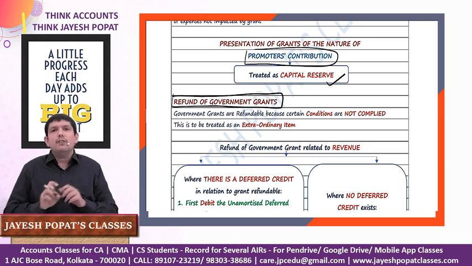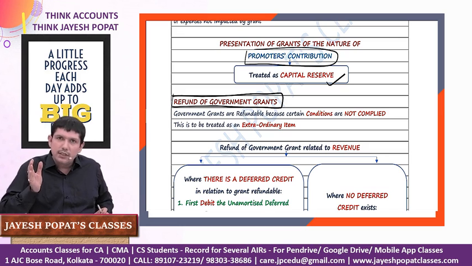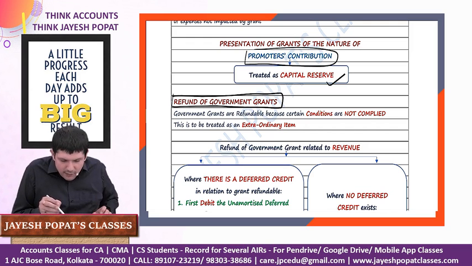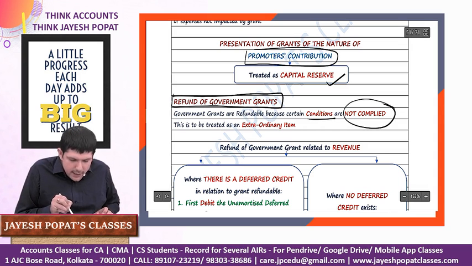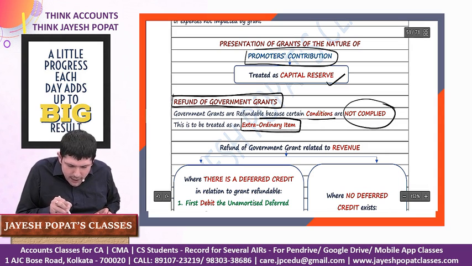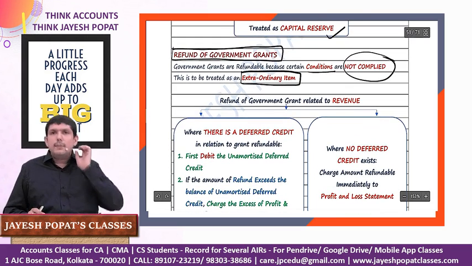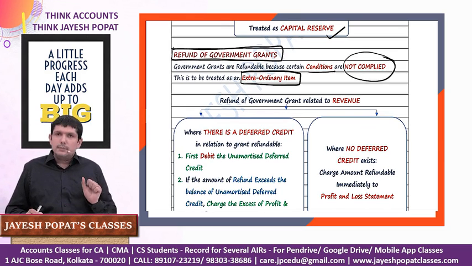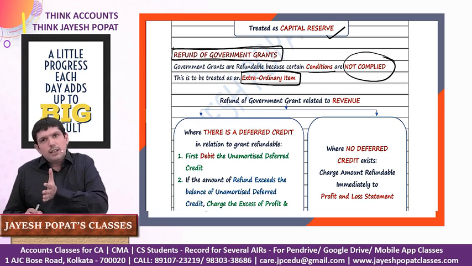Even after getting the government grant, if you are non-compliant with certain terms and conditions which are associated with the government grant, the government may require you to refund that particular grant. So government grants are refundable because certain conditions are not complied with, right? This will be treated as an extraordinary item because normally it is believed that the enterprise will recognize government grant only when there is reasonable certainty that you will comply with the terms and conditions. The government grant is, let's say, earned and there is no doubt about the ultimate collectability.